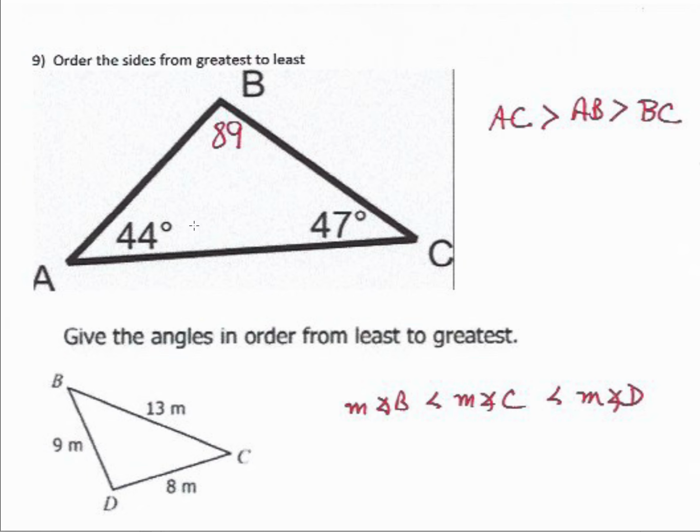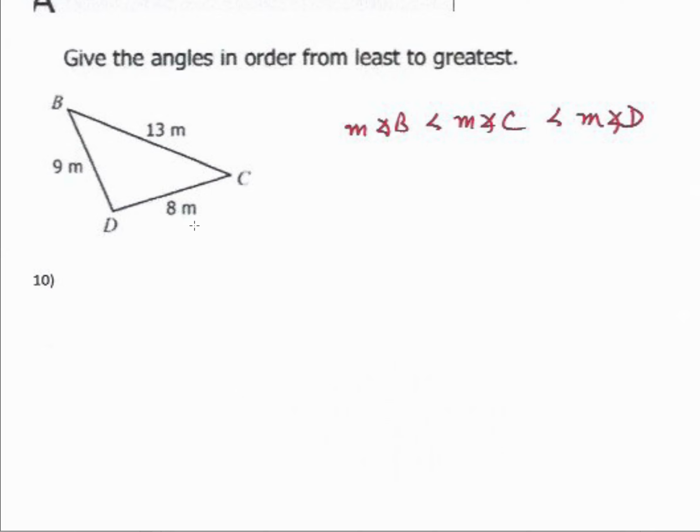Next, give the angles in order from least to greatest. The least angle will be across from the least side, so that's angle B because the smallest side is 8 meters. Then the next one is C because it's across from the 9. And the biggest is D because it's across from the 13.